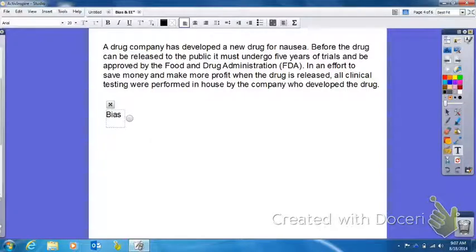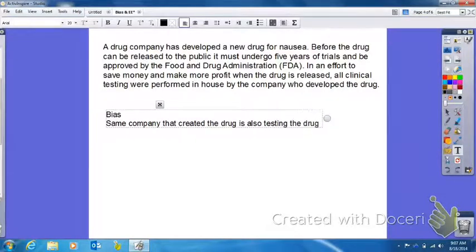And the reason why is because the same company that created the drug is also testing the drug. So that's a problem. You can't do that. They actually do not allow drug companies to do this. They have to do something called a double-blind study and have an outside third-party company do testing on drugs. But this scenario was definitely biased.